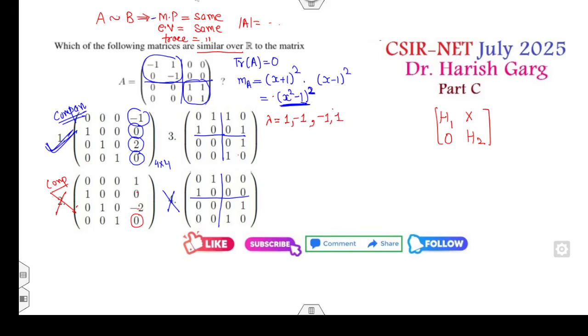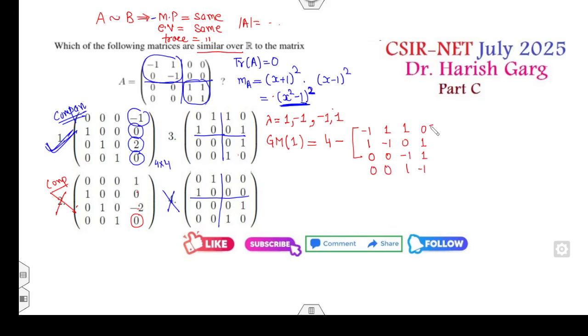Is it okay? Now we can check the geometric multiplicity. What is the geometric multiplicity of 1? So 4 minus the rank of this matrix. So -1, 1, 1, 0, 1, -1, 0, 1, 0, 0, -1, 1, 0, 0, 1, -1. This is how you find it, right: n minus rank of A minus lambda i. Fine, so basically we need to find its rank.